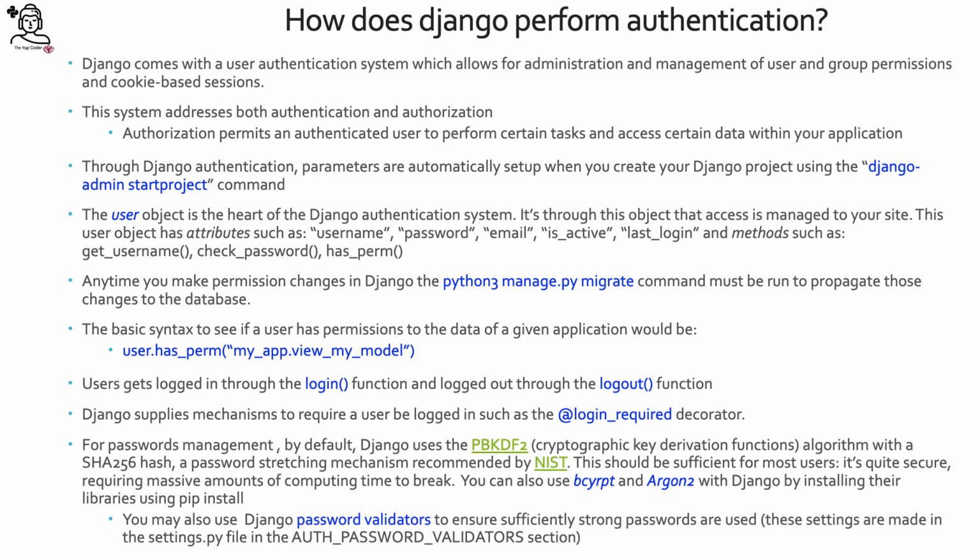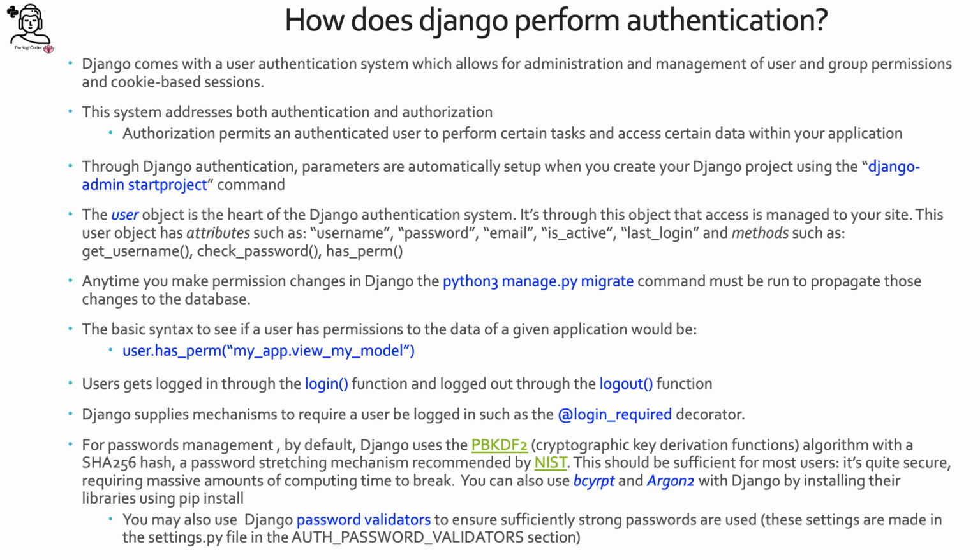It's through this object that access is managed to your site. This user object has attributes such as a username, password, email, is_active, last_login, and methods such as get_username, check_password, has_perm. Anytime you make permission changes in Django, the python manage.py migrate command must be run to propagate those changes to the database. The basic syntax to see if a user has permissions to the data of a given application would be user.has_perm and then my_app.view_mymodel. So those would be specific to your application, right? It wouldn't be that exact syntax.